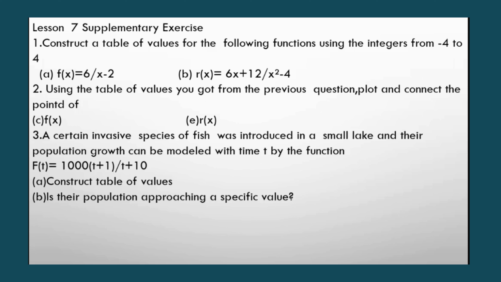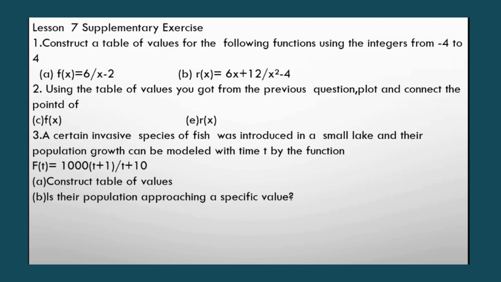Lesson 7 Supplementary exercise. First, construct a table of values for the following functions using the integers from -4 to 4. A. f of x equals 6 over x minus 2. B. r of x equals 6 plus x plus 12 over x to the power of 2 minus 4.